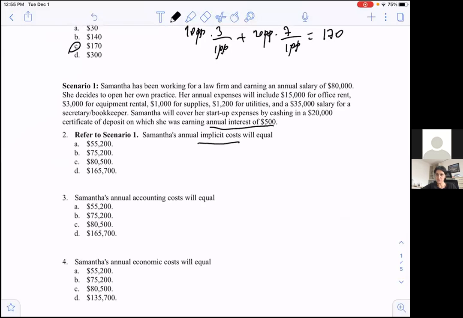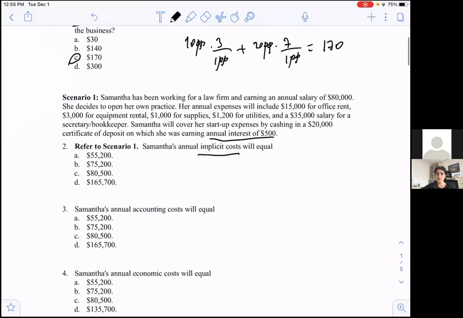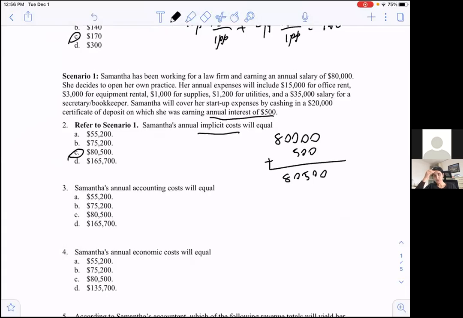Okay, so implicit costs are the opportunity cost. Okay, first, to start this business, she gave up her previous job, which was bringing her $70,000 plus, and in order to cover her expenses, she cashed in a $20,000 certificate of deposit, and this was an annual interest of $500. Okay, so these are the opportunity cost. Okay, annual accounting cost, the cost that you can see.